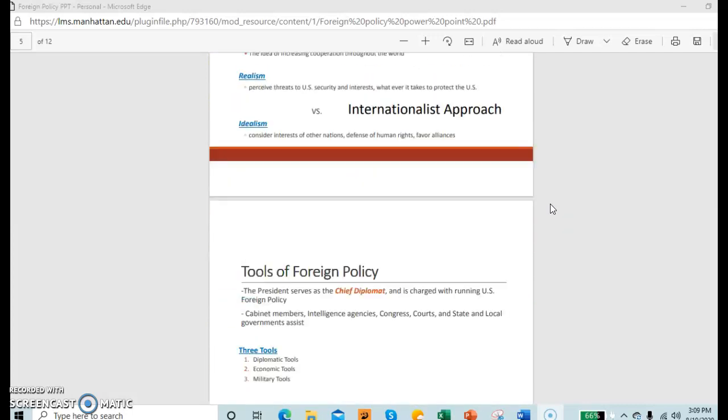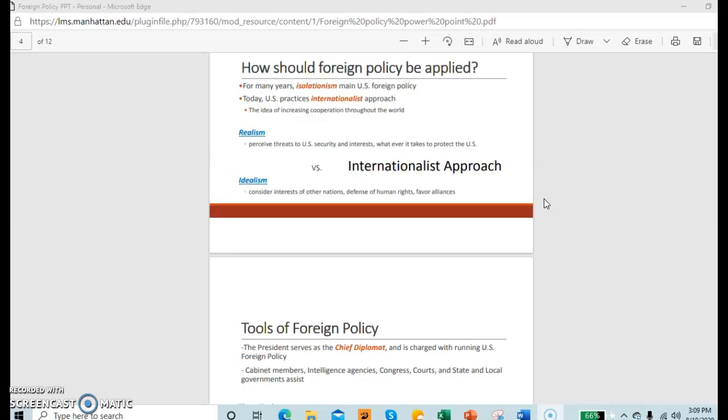So take a quick look in terms of the realist and the idealist perspective. Realism is a perspective of international affairs that emphasizes perceived threats to U.S. security interests. Idealism, on the other hand, is a view of the world where the U.S. considers the interests of other nations, defense of human rights, and favors alliances.